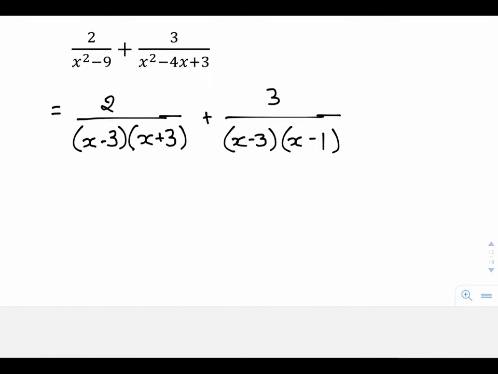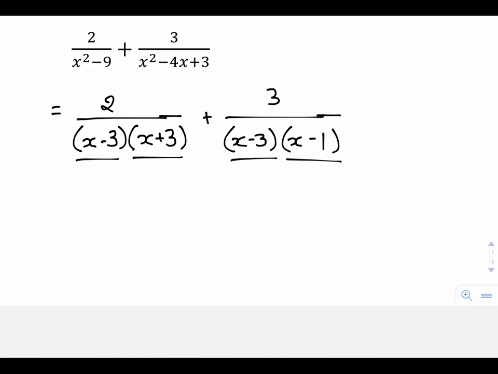Now in order to add these, we need to have common denominators. You'll notice that both fractions have the x minus 3 in them, but the first one doesn't have x minus 1, and the second one doesn't have x plus 3. So what that means is that we're going to have to alter each fraction by adding the appropriate factor to both numerator and denominator.